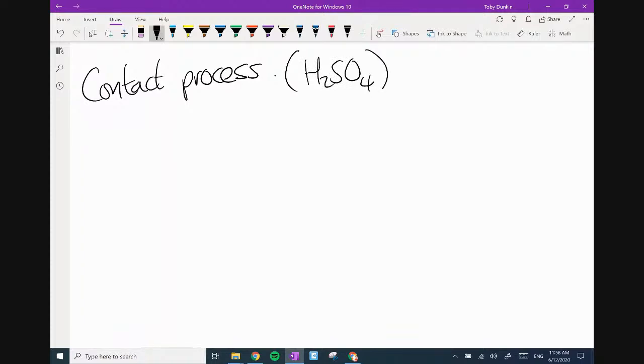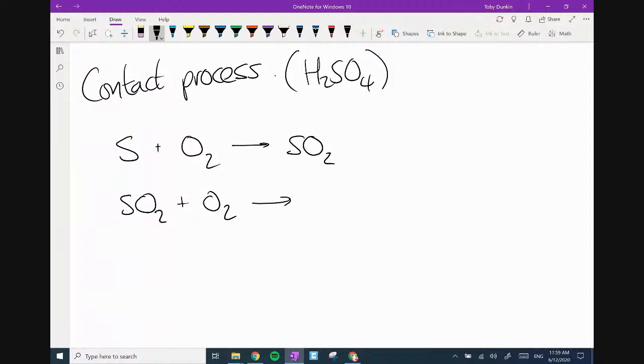And I'll show you all the equations for it. They buy sulfur from people who mine sulfur from volcanoes, and they react that with oxygen. That burns blue to form SO2. And then SO2 is reacted with more oxygen to form SO3. Let's balance that equation. Yes, you can now balance with a half.